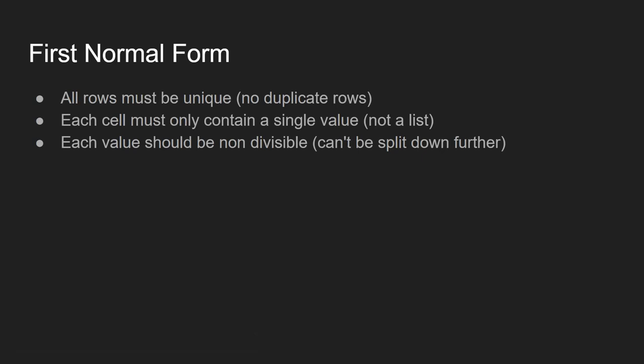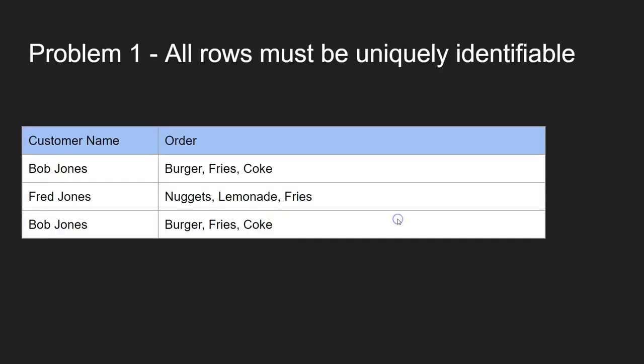And each cell must only contain a single value. So you can't have a cell in a table that has a list of values in that cell. That's a no-no. And finally, each value should be non-divisible, which means that if you've got something in a cell, you can't break that down into further sensible parts. So let's have a look at an example of each of those. So each row must be unique.